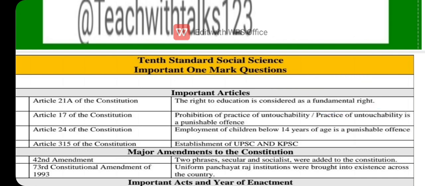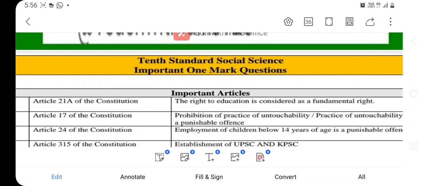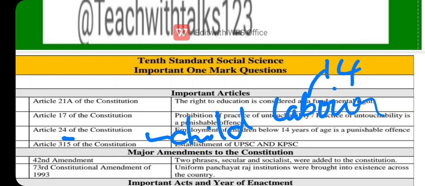Now, Article 17. Article 17 is the prohibition of the practice of untouchability, and the practice of untouchability is a punishable offence. Article 17 gives details about the untouchables. Now, Article 24 of the Constitution: the employment of children below 14 years of age is a punishable offence. Article 24 gives details about child labor. Those who are below 14 years, their working is a punishable offence. The Child Labor Protection Act came into force in 1986.